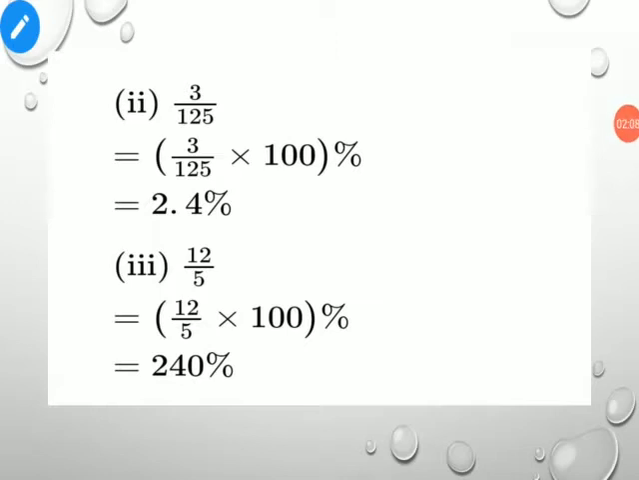Similarly, we will solve the next part. 3 upon 125 is given. So multiply 3 upon 125 by 100. Then cancel out, and after cancellation you will be left with 2.4%. So this way a fraction is converted into percentage.